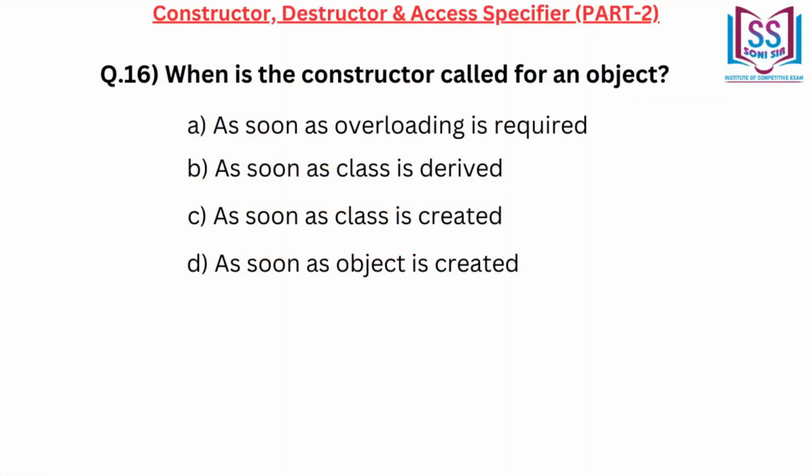When is the constructor called for an object? A. As soon as overloading is required. B. As soon as class is derived. C. As soon as class is created. D. As soon as object is created. Correct answer D. As soon as object is created.